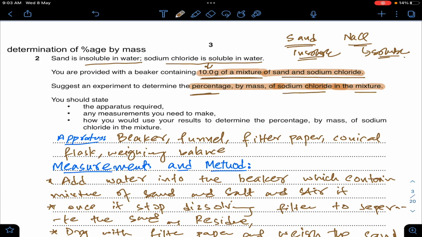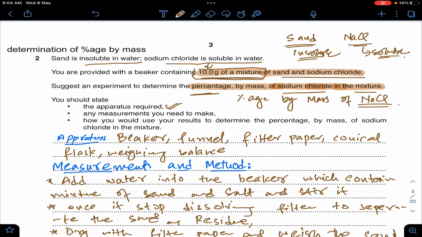So this is the objective of the question, that we have to find the percentage by mass of sodium chloride in this mixture. We have the mass of mixture, which is 10 gram. We have to find out what percentage of sodium chloride is present in this 10 grams of mixture. So you should state the apparatus required. So first of all, this is a very simple experiment.